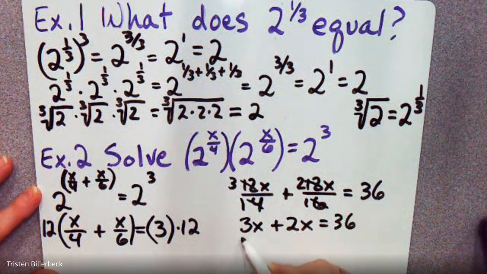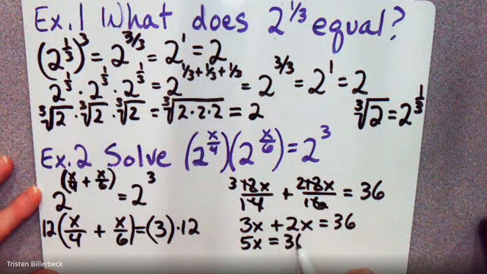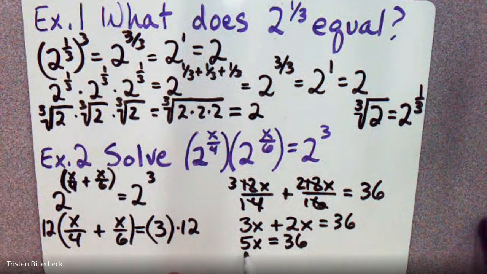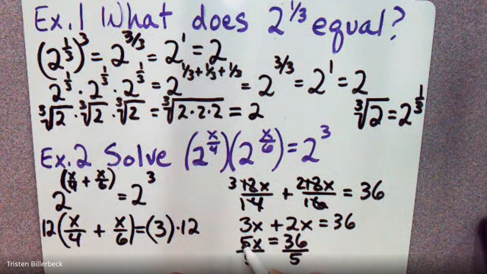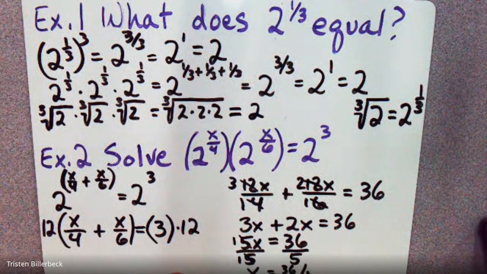So then this is 5x, because we can combine our like terms, equals 36. Now we need the 5 to go away, so x is alone. It's multiplying x, so we're going to use a multiplicative inverse and divide, using the opposite operation of multiplication, which is division. So we're going to divide by 5 on both sides. What that does is this becomes a 1, that becomes a 1. So now we just have x equals 36 divided by 5.